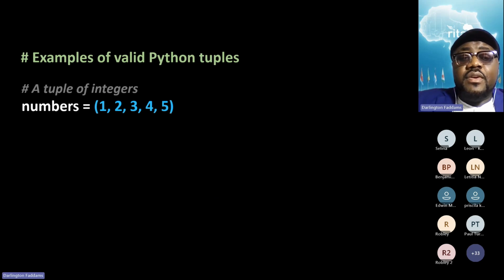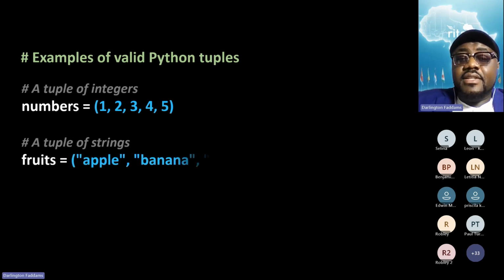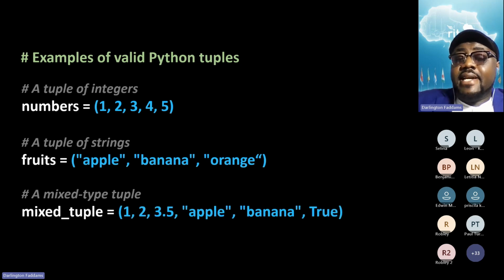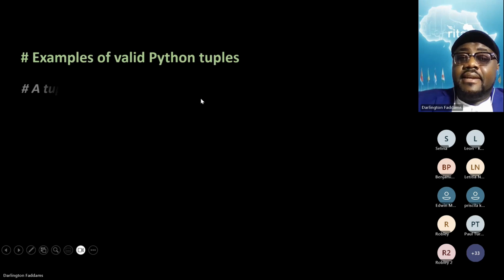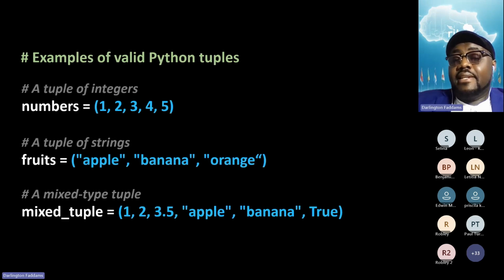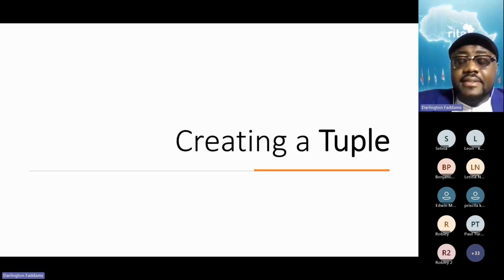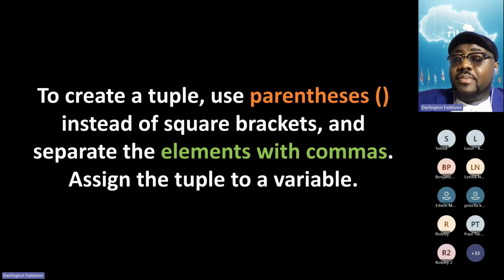With tuples, you can create a tuple of numbers, a tuple of strings. You can create a tuple of mixed data types. This means that you can use any data type in a tuple and it works. Apart from the fact that tuples are immutable, they also behave just like lists. To create a tuple, you just use parentheses, separate the items with commas, just like we have seen.